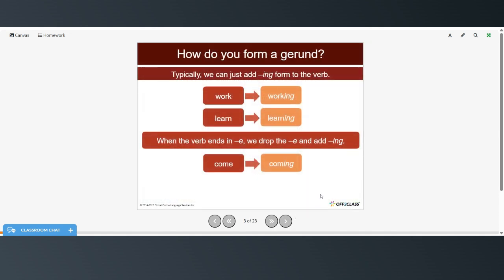And how do you form a gerund? Typically you just add ing to the verb. So work becomes working, learn becomes learning. When the verb ends in E, we drop the E and then add ing. So come, C-O-M-E, becomes coming, C-O-M-I-N-G.